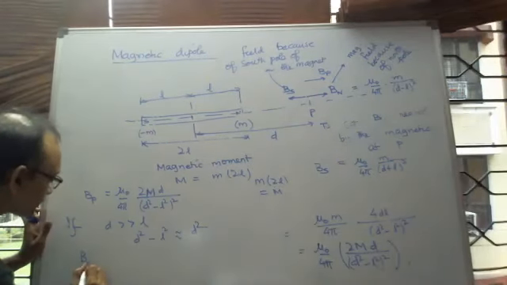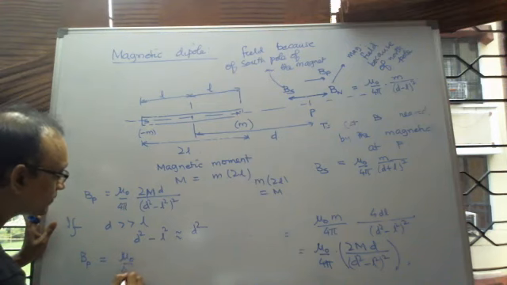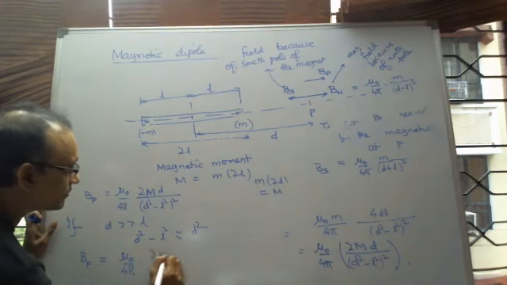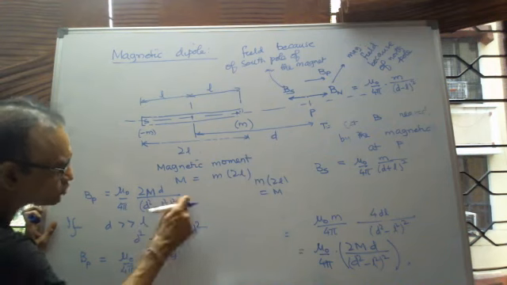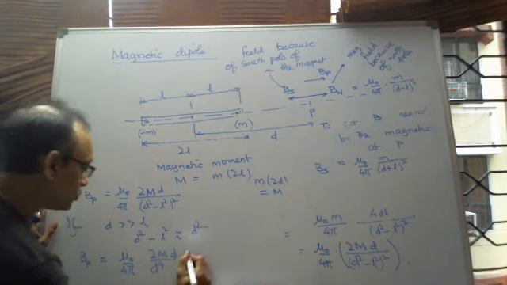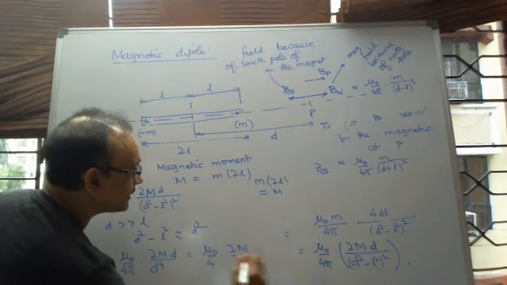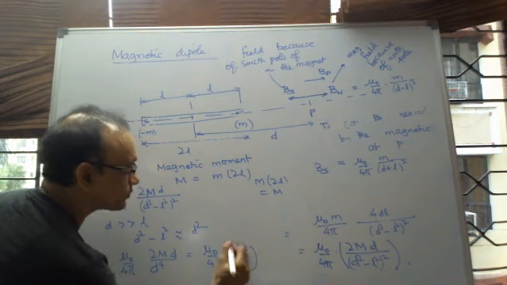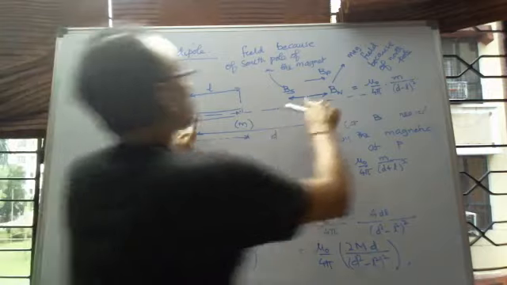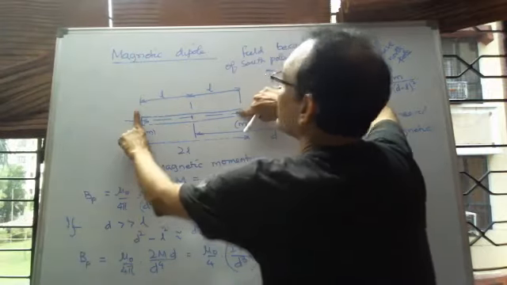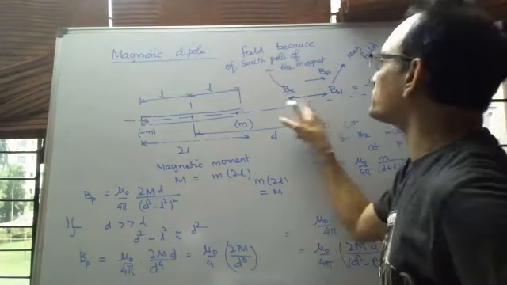Then Vp is mu naught by 4 pi, 2md. Now neglect this L square because L is very small, so this will become d to the power 4, which is like mu naught by 4 pi into 2m by d cube. M is the magnetic moment of this bar magnet, and d is the distance of this point from the magnet.